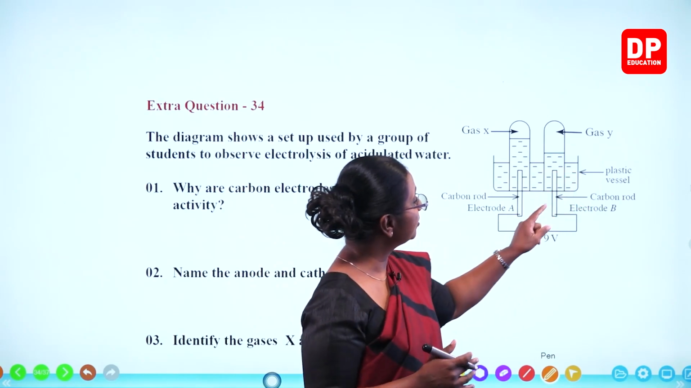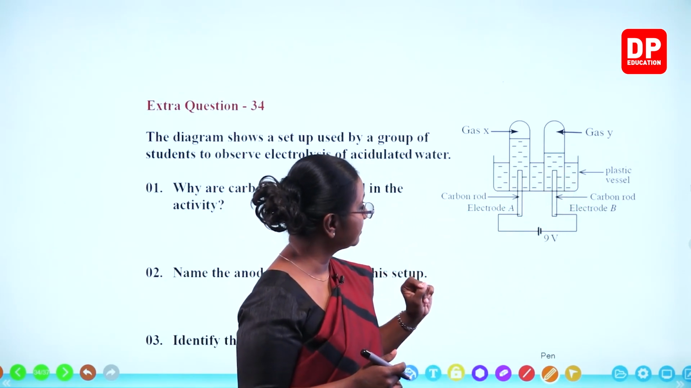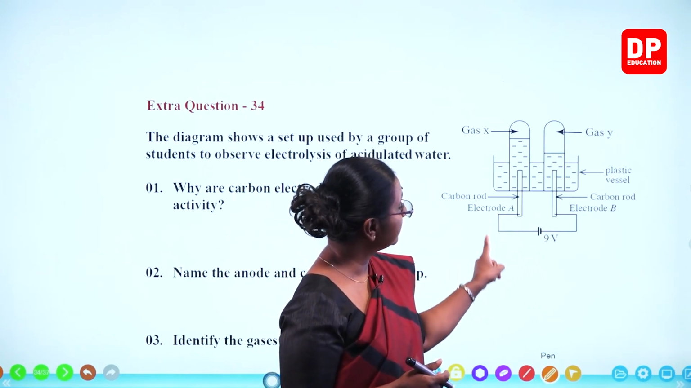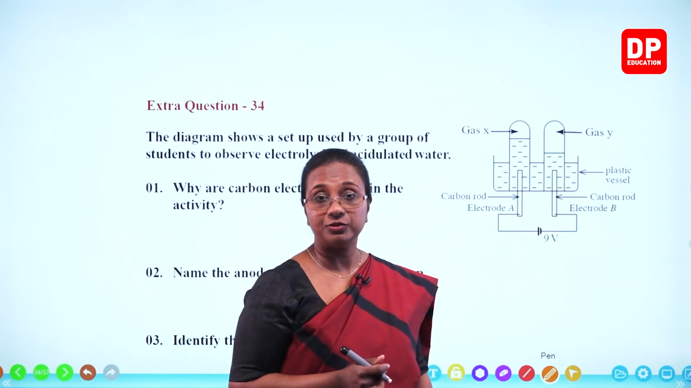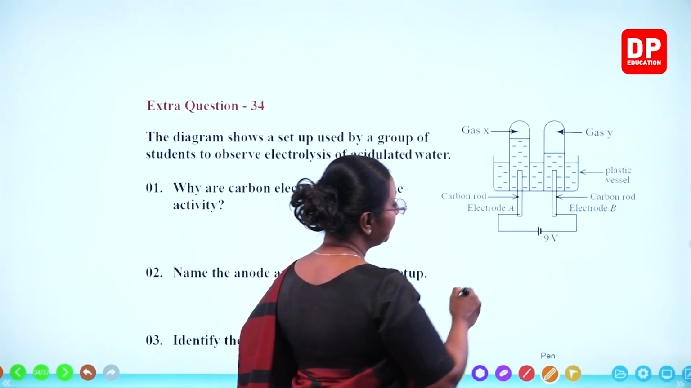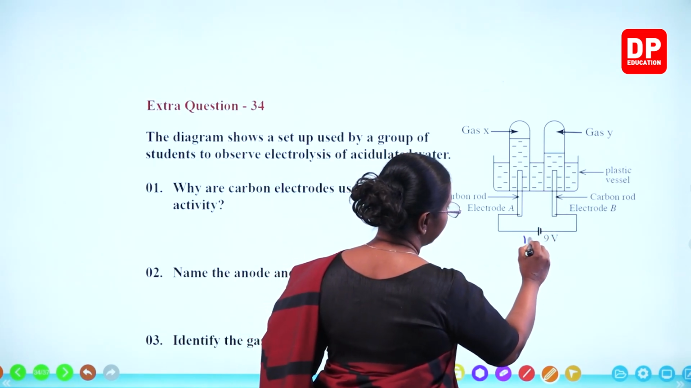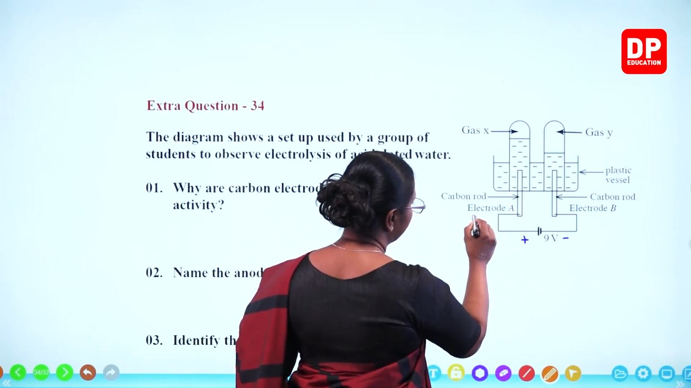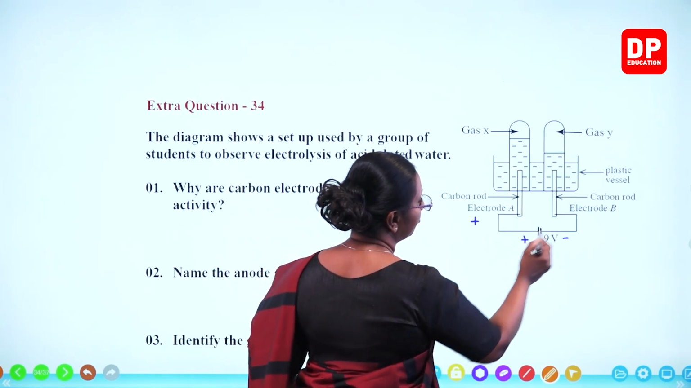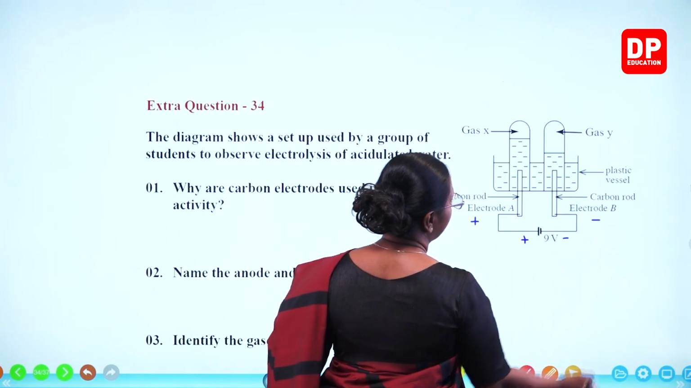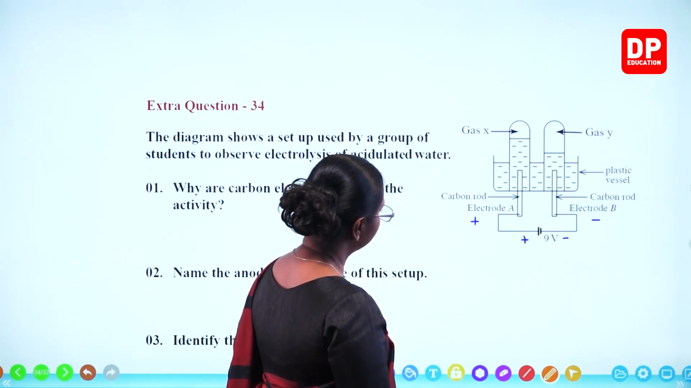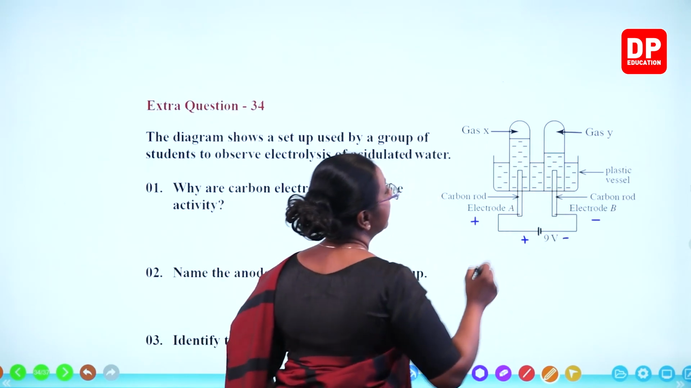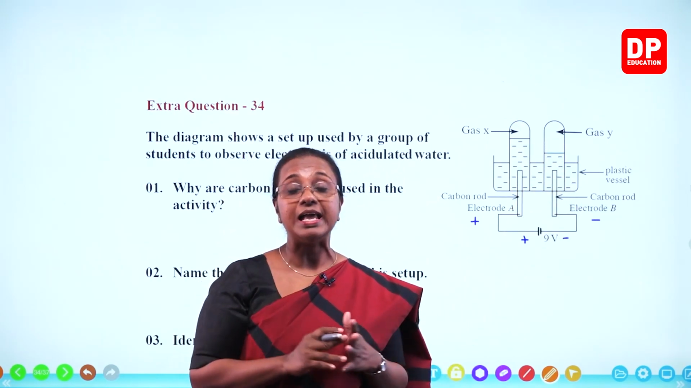Then we take the acidulated water into this plastic cup, and here you can see the power supply is connected to the two electrodes. From the power supply, you can see the positive and negative terminals. Because of that, electrode A will become the positive electrode, electrode B will become the negative electrode. And also you can see there are two test tubes inverted over the two electrodes.